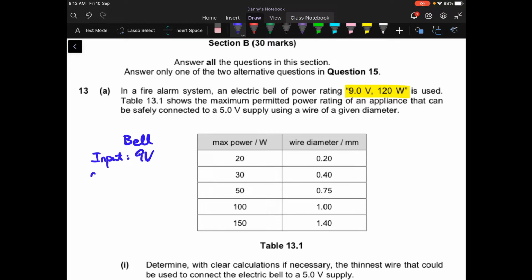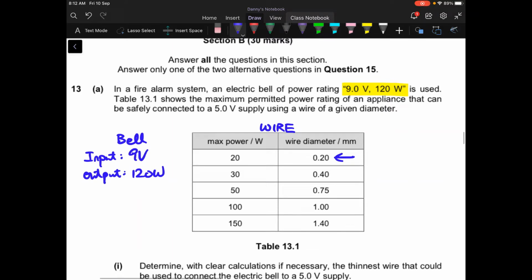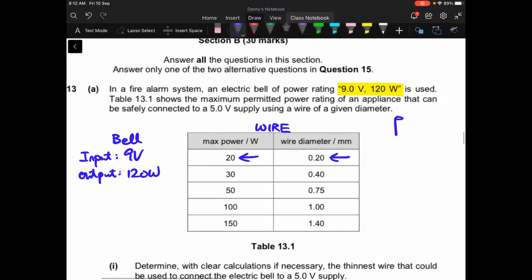This rating means that this bell, if you provide 9 volt, will give you an output of 120W. And then it gives you this table, and this table is telling you what the wire can support. So if you select this diameter, this wire can support up to a power of 20. For example, if you connect a certain type of wire to an appliance that is 20W, then you should choose a wire diameter of 0.20 mm. So this is what the table is about.